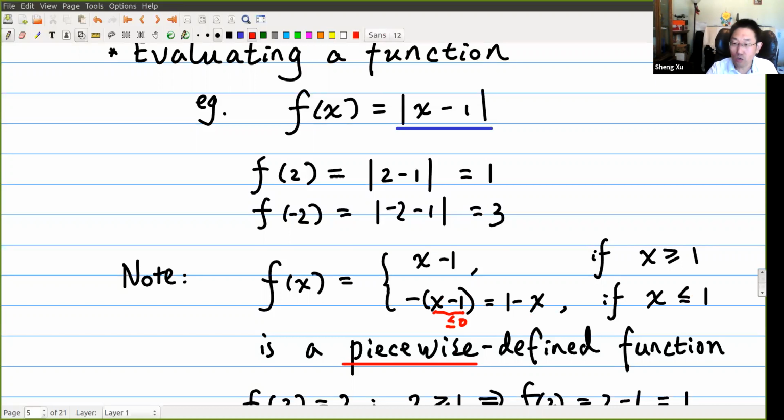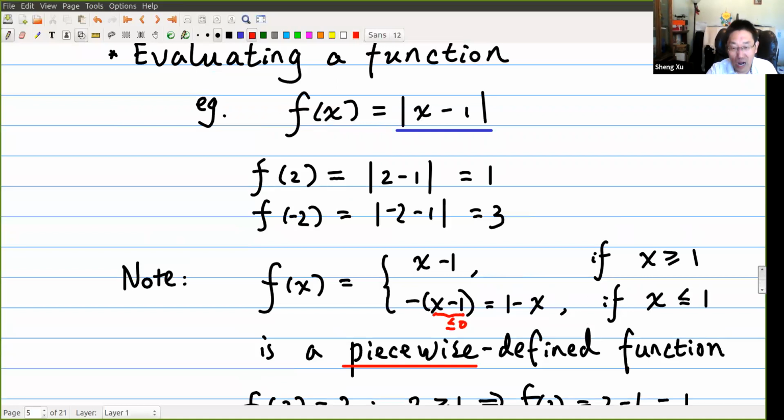So when you see a function like this, this kind of function is called a piecewise defined function. Of course, for different values of x, you may use different expressions to evaluate this function, right? You write down your function in this manner, in a piecewise manner, okay?